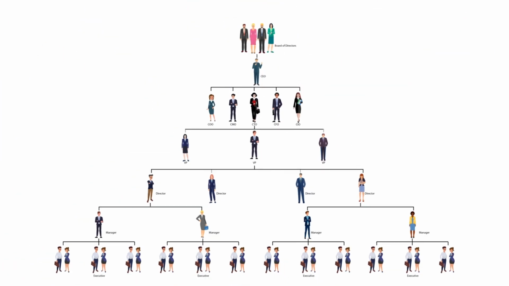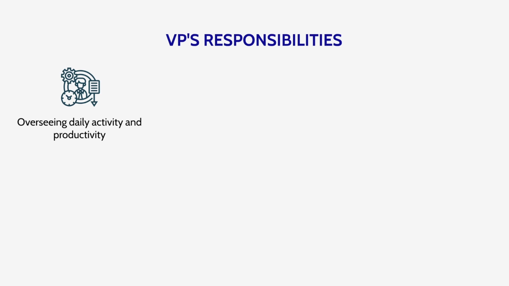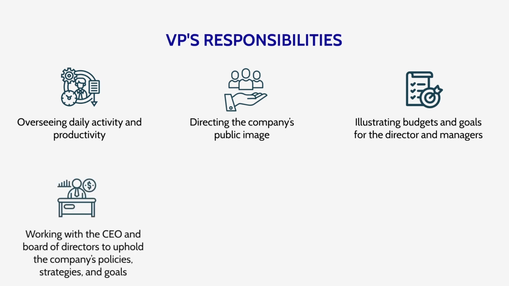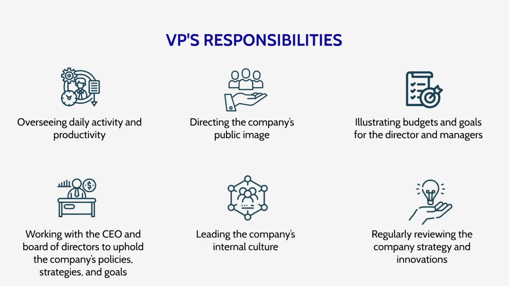A vice president's role is dependent on the size of the company and the company itself. Usually a VP is tasked with overseeing daily activity and productivity, directing the company's public image, illustrating budgets and goals for the directors and managers, working with the CEO and board of directors to uphold the company's policies, strategies, and goals, leading the company's internal culture, and regularly reviewing the company's strategy and innovations.